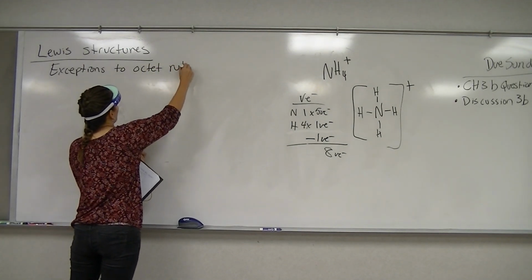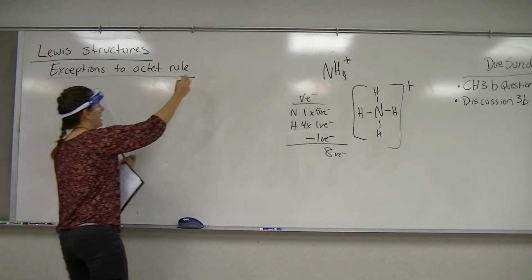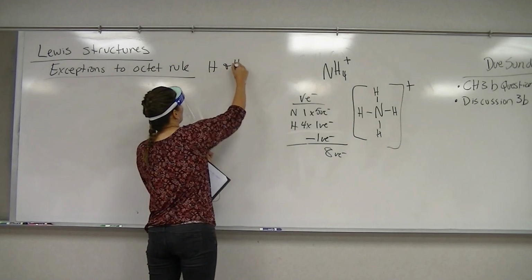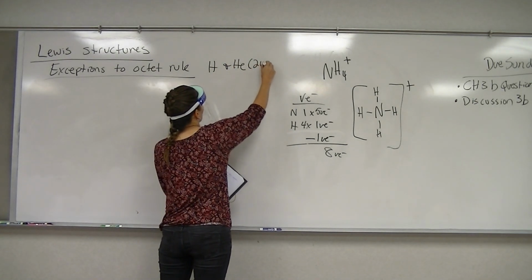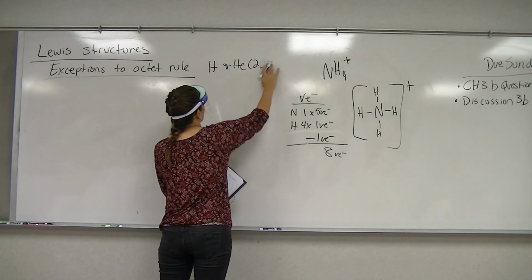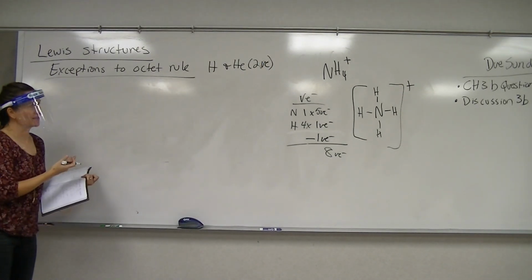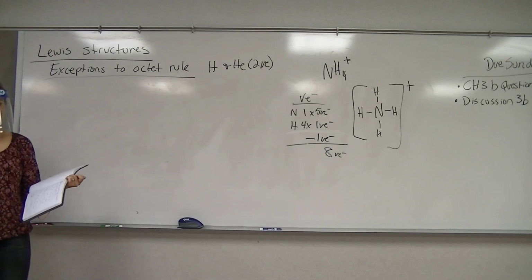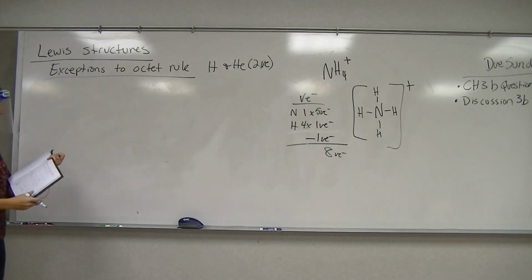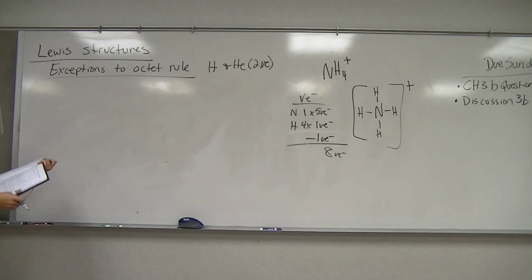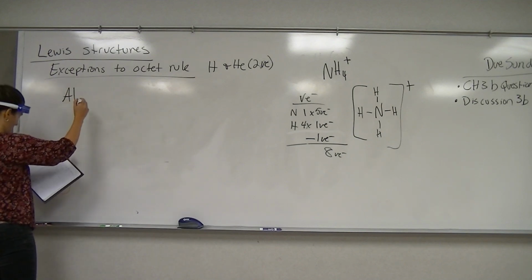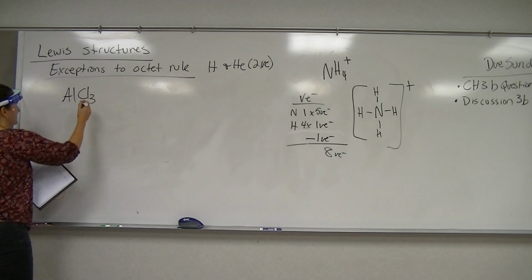And we talked about one of the exceptions already, right? Hydrogen and helium. They only want 2 valence electrons. So they're already an exception, because the octet rule says everybody wants 8. So we're going to look at some Lewis structures that are exceptions. Let's start by just drawing them, and you'll see where the exception applies.